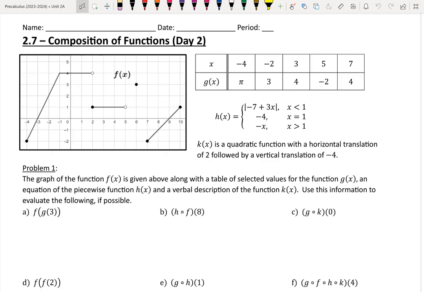Now, yesterday we looked at compositions analytically with equations, where we took an equation and plugged it into another equation. Today we're going to have equations, but we're also going to be looking at how we can do it graphically, numerically, and verbally. Those are the 4 different forms of functions, and that's what we have here. We have each different type representing 4 different functions.